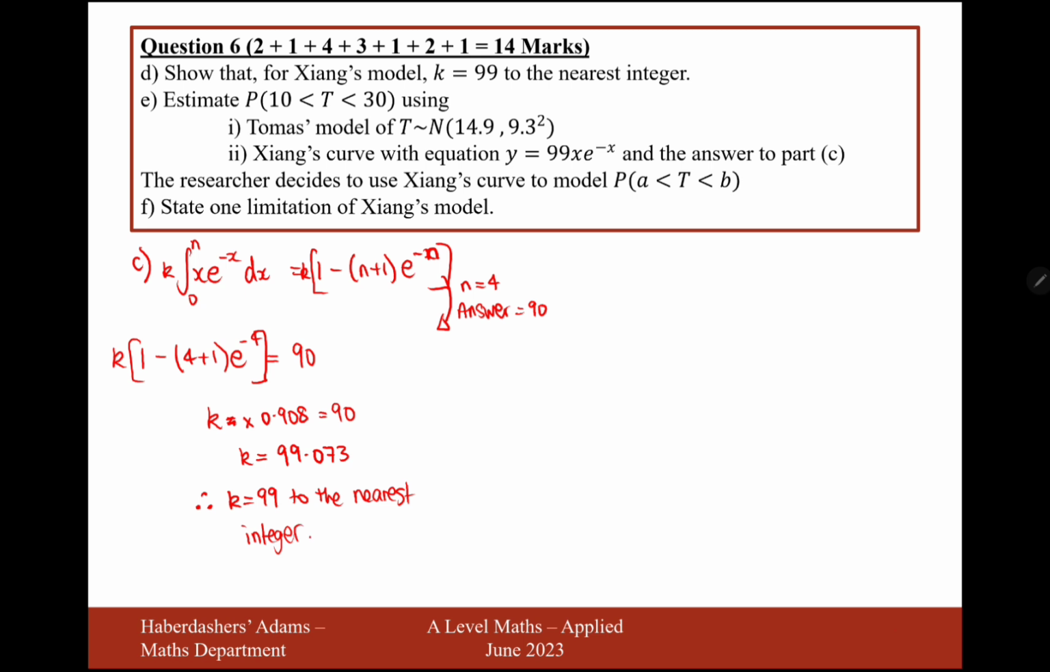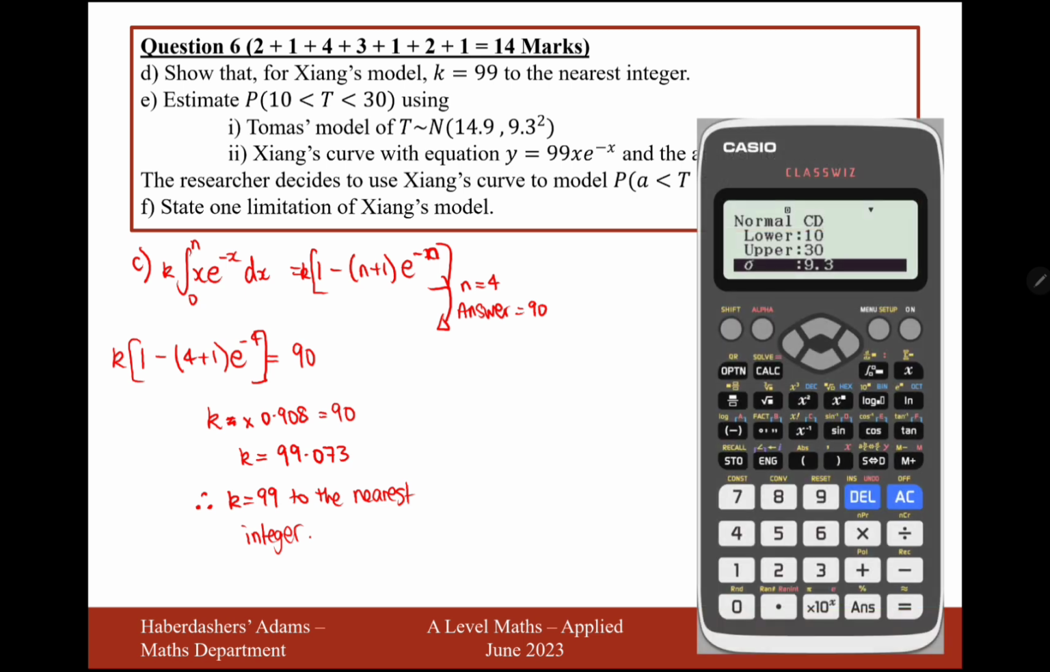Excellent. For part E now, estimate the probability between 10 and 30 using Thomas's model of a normal distribution of mean 14.9 and variance 9.3 squared. Let's go to the calculator for that. We want the lower bound to be 10, upper bound 30, standard deviation 9.3, mean 14.9. So the answer to part E part I is going to be 0.649.